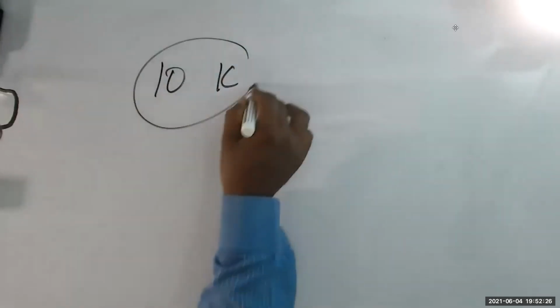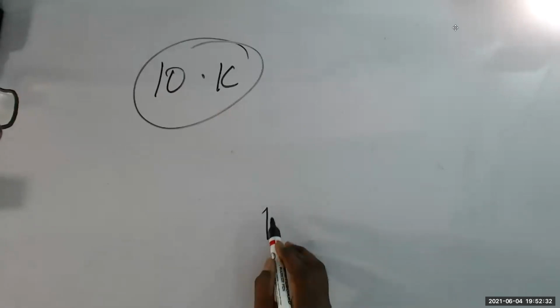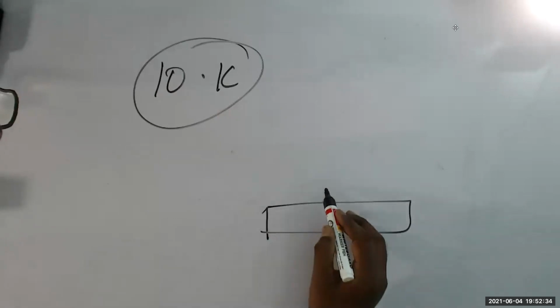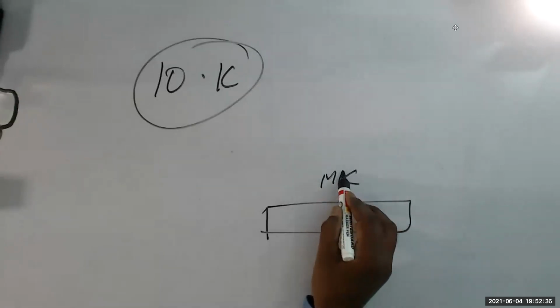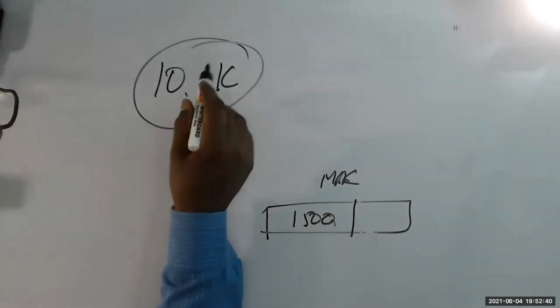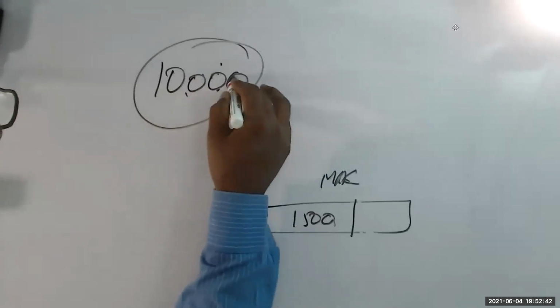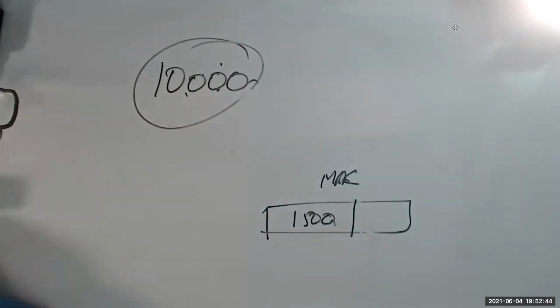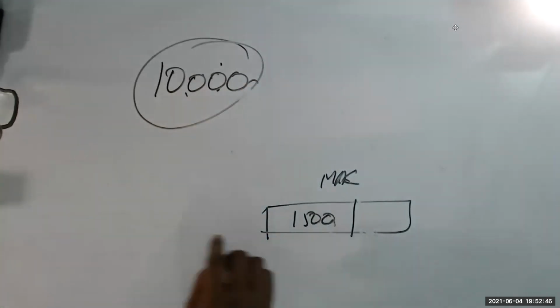Let us say that you have an MP3 song, which is about 10K in size. How much is 10K? You know that the packet at the bottom, your MAC, cannot take more than 1500 bytes. But this is how much? 10,000 bytes. You have 10,000 bytes, but you cannot transmit more than 1500 bytes.